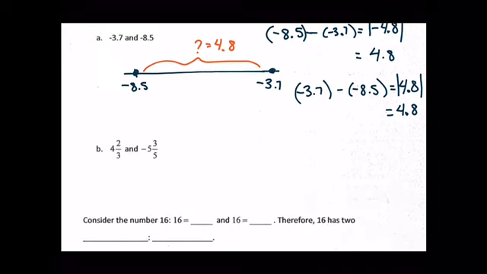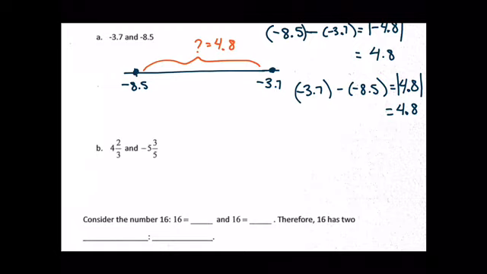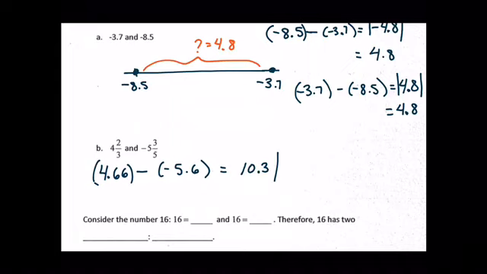And then with the next one, we've got 4 2/3 and -5 3/5. I changed these to decimals. So let's just do 4.66666, and then I'll minus -5.6. I'm just going to say that's about 10.3. And then we would take the absolute value, and it would give you 10.3.